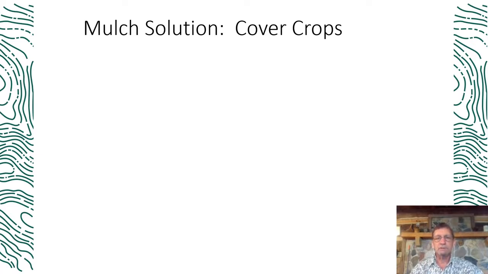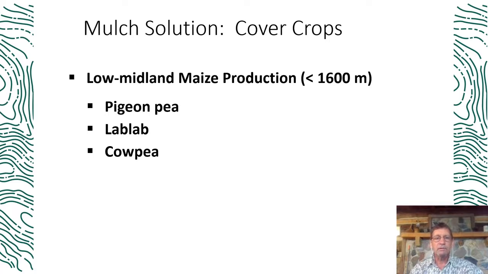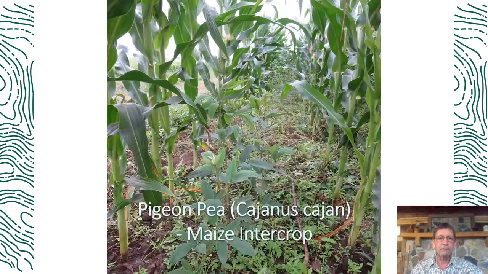Second mulch solution is cover crops. And I think I can say with confidence that virtually every conservation agriculture project that we support and work with today has a component of promoting cover crops. In the low to midland maize production area of East Africa, which is most of where we work, there are 3 species that we commonly promote, and others as well, but these are the big 3.